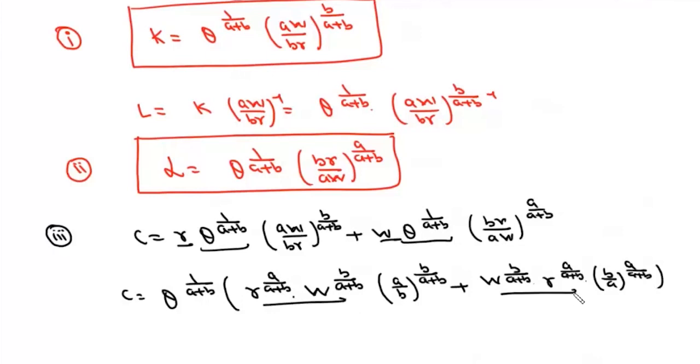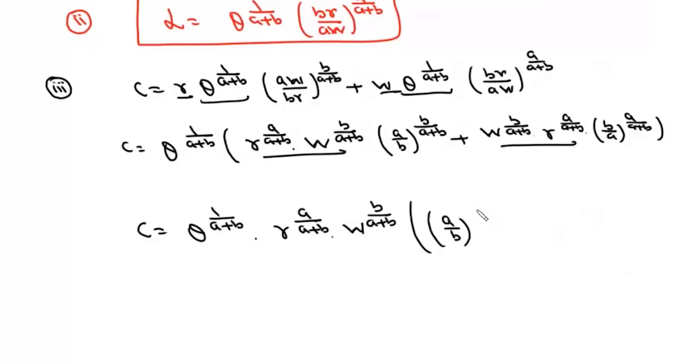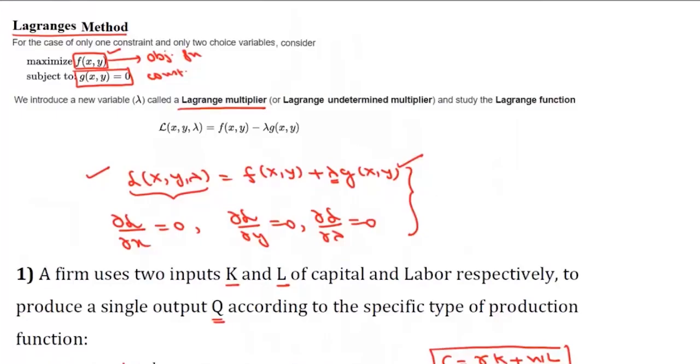Now here we can take this common. So we can write this cost minimizing function C as q to the power 1 upon a plus b into r to the power a upon a plus b, w to the power b upon a plus b, into a upon b to the power b upon a plus b plus b upon a to the power a upon a plus b, and that is the answer to this question. So we have worked out all the three cases. So once we are given an objective function with an equality constraint, we can always use Lagrange's method to find its optimal solution.